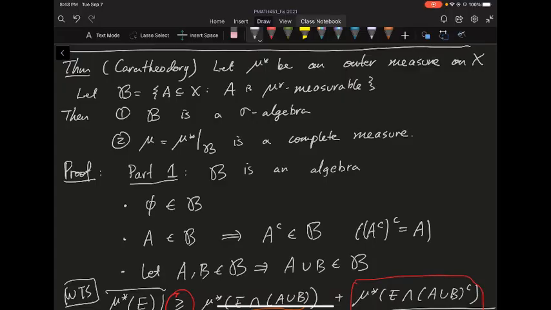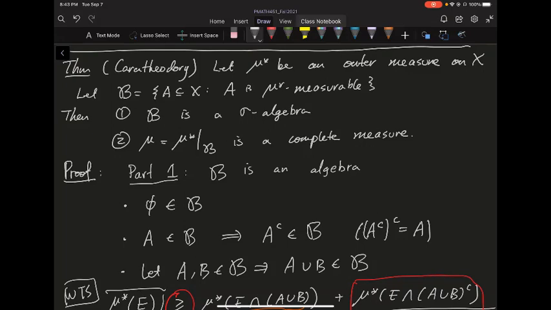From last video, we stated this main theorem called the Carathéodory theorem that basically tells us if we restrict an outer measure to all its measurable subsets, then we get, first of all, a sigma algebra, and then we have a complete measure. That's our goal to show.